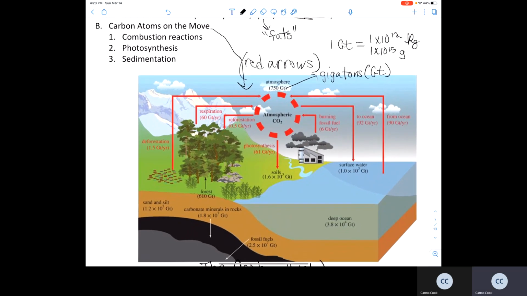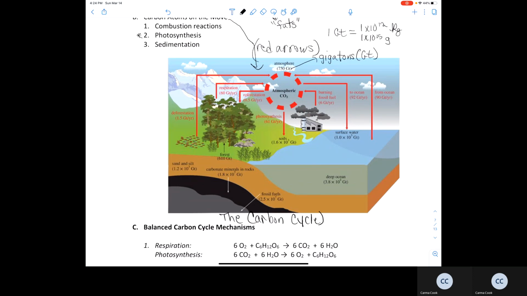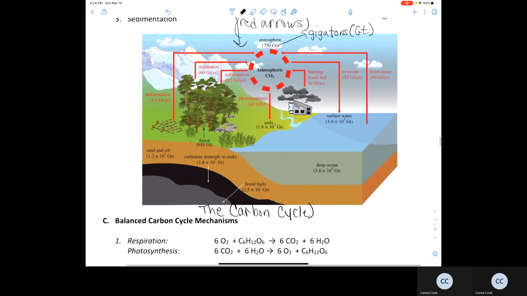So in taking a look at some of these red arrows, we see that plants, which undergo photosynthesis reactions, so that's one of the red arrows representing movement of carbon atoms. And photosynthesis and respiration go hand in hand. They are like the opposite of each other. And therefore they balance each other. And so respiration is when oxygen and glucose combine, and the products are carbon dioxide and water.